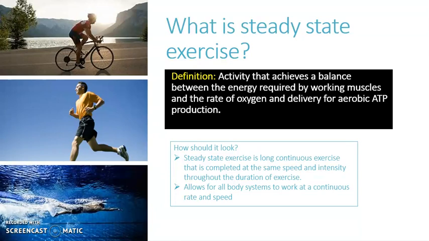Running at the same speed and intensity allows for all the body systems to work at a continuous rate and speed. So from running at the same speed, or swimming or cycling, it allows for all of the systems, for example the cardiovascular system, to meet the demands of the exercise and then continue working at the same rate.